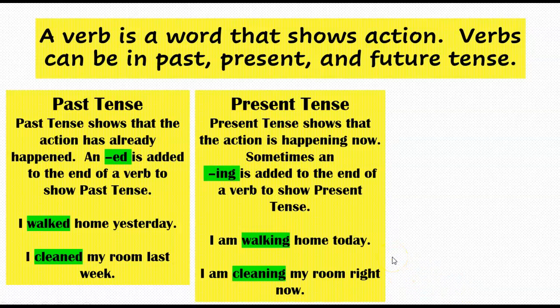Present tense. Present tense shows that the action is happening right now. Sometimes an ing is added to the end of a verb to show present tense. Here we have the sentence, I am walking home today. The ing was added to the base word walk to show the action is happening now. And we have the sentence, I am cleaning my room right now. The ing was used to add to the verb to show the action is happening now.